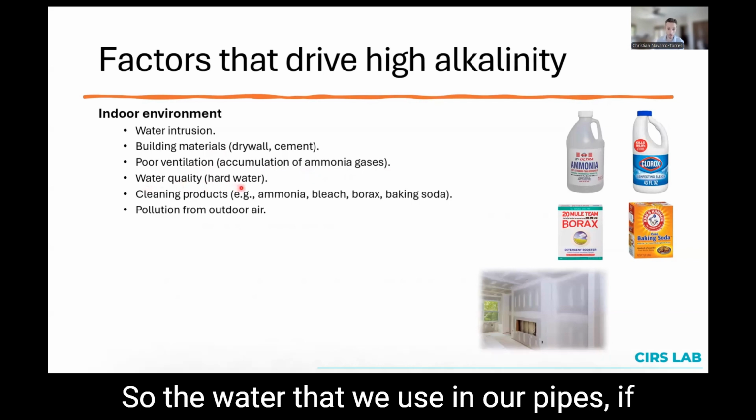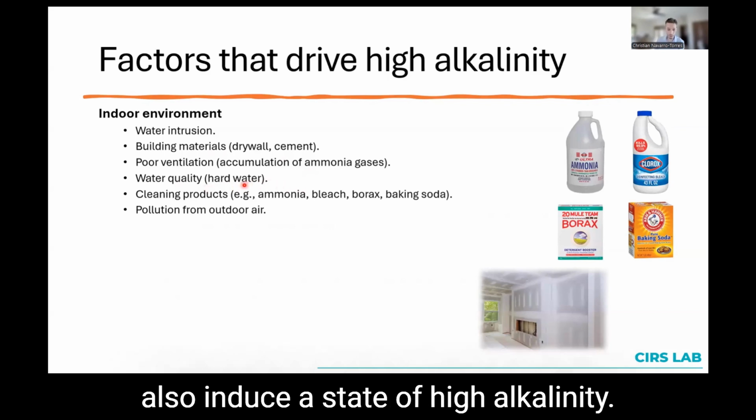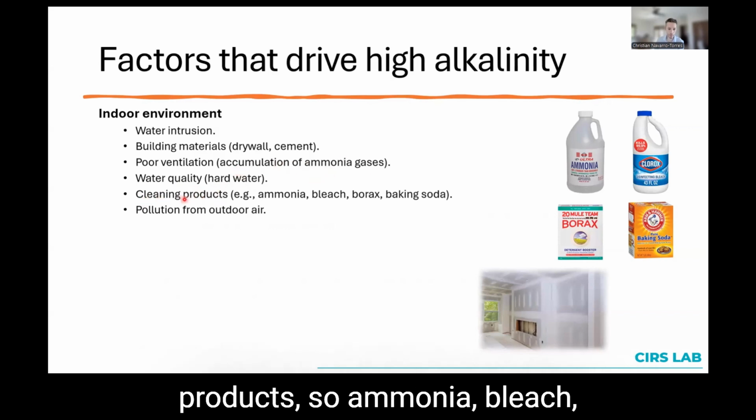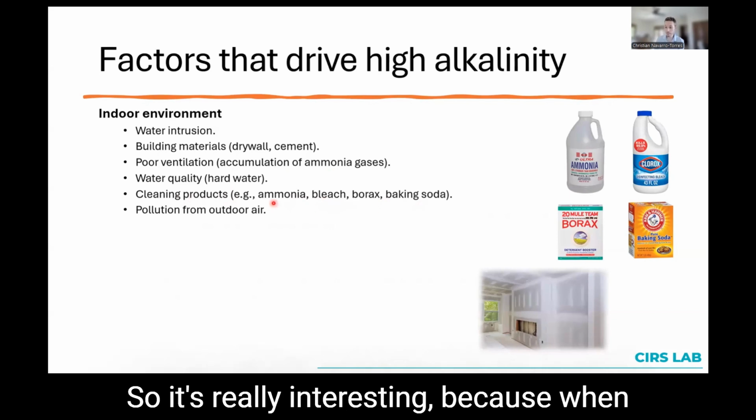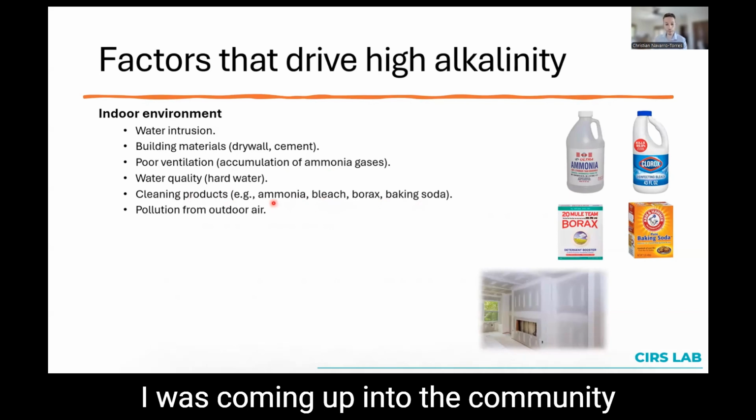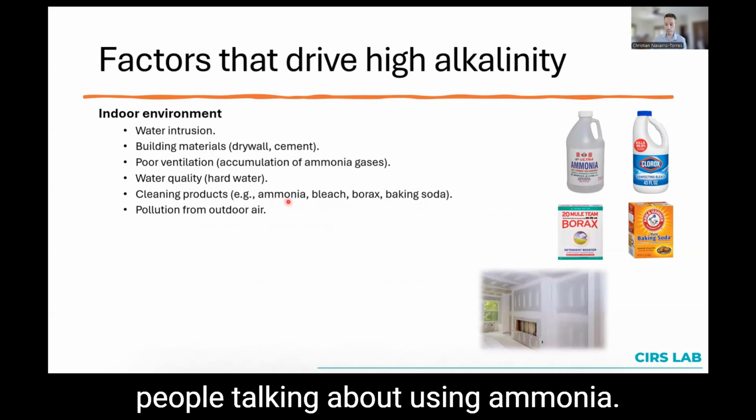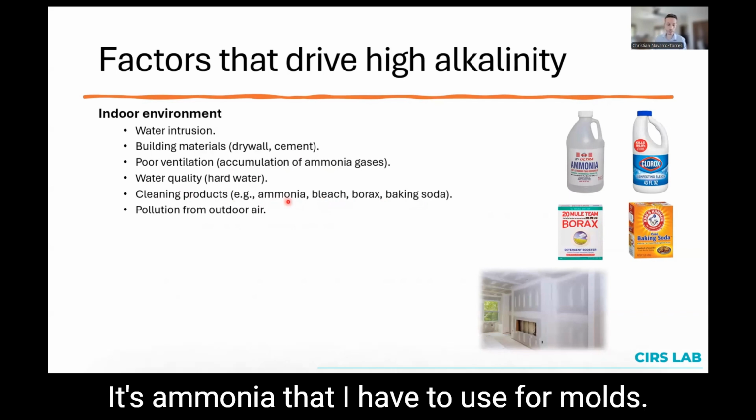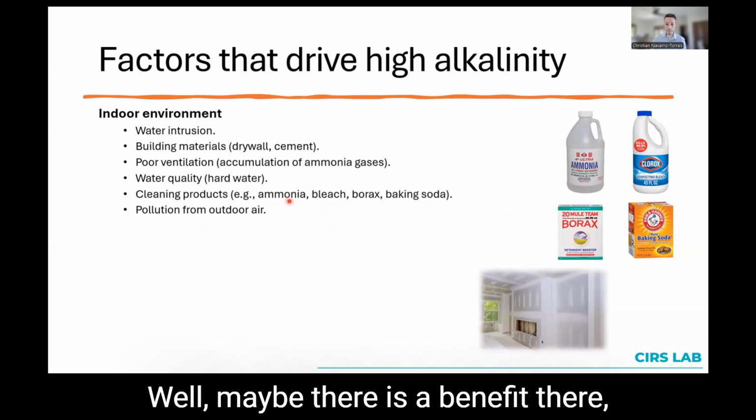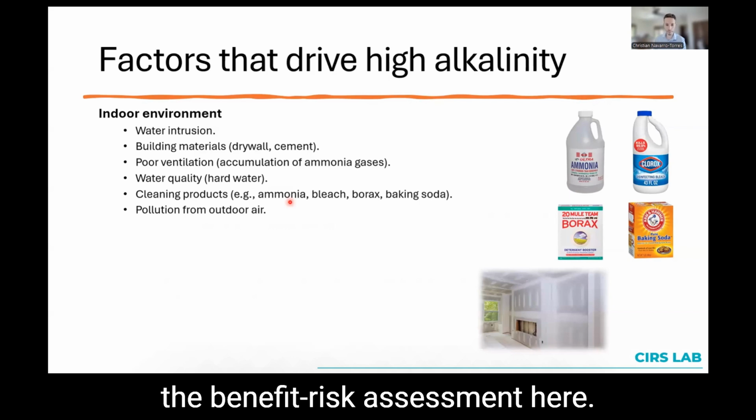Water quality. The water that we use in our pipes, if it's very hard water, can also induce a state of high alkalinity. And then tied to this, cleaning products. Ammonia, bleach, borax, baking soda are highly alkaline. It's really interesting because when I was coming up into the community and the Facebook groups, I heard a lot of people talking about using ammonia. A lot of people would say, no, I want to use ammonia, it's ammonia that I have to use for molds. Well, maybe there's a benefit there, but then you want to think about the benefit-risk assessment here.